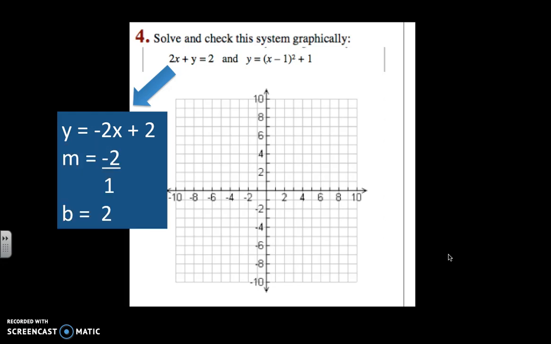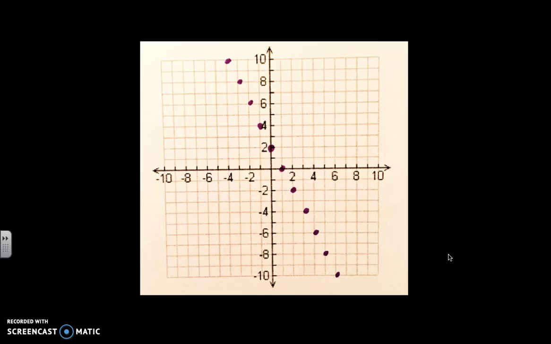Okay, and that gives us a slope of -2 and a y-intercept of 2. I'm going to go quickly through this, but you can pause the video if you need to. We have a y-intercept of 2 and a slope of -2. And so this is what the line ends up looking like when you plot those points. Plot a point at 2 and then down 2 over 1.